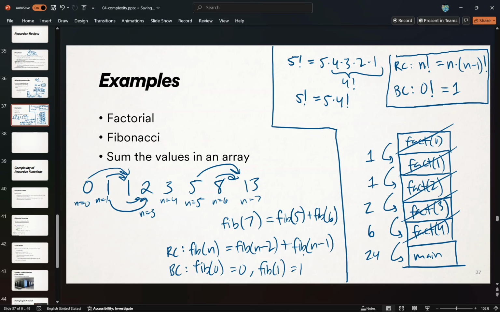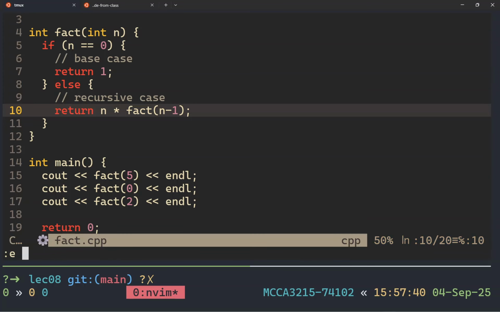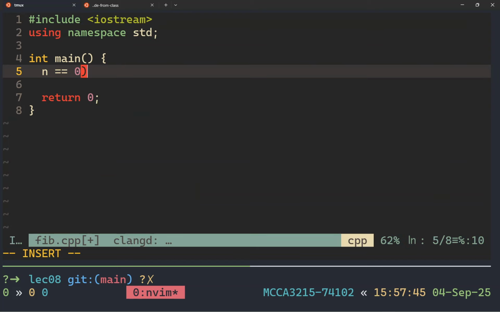And so again, we can code that up. Fib.cpp. Do I want to do that now?